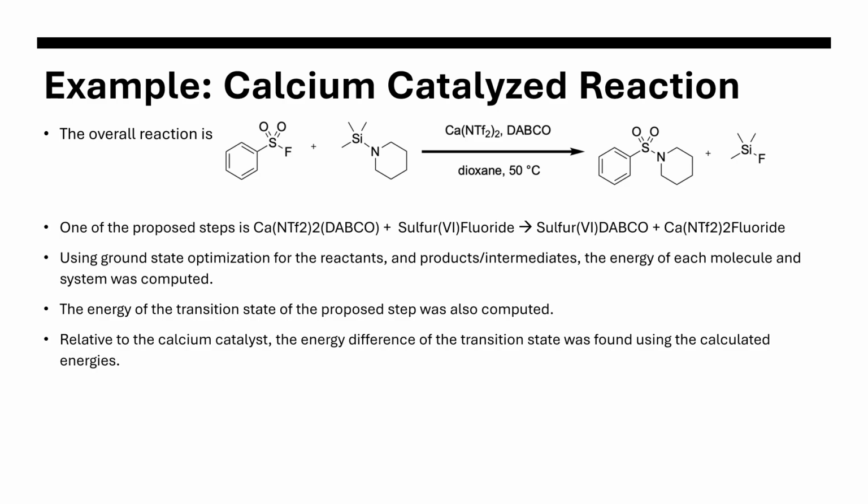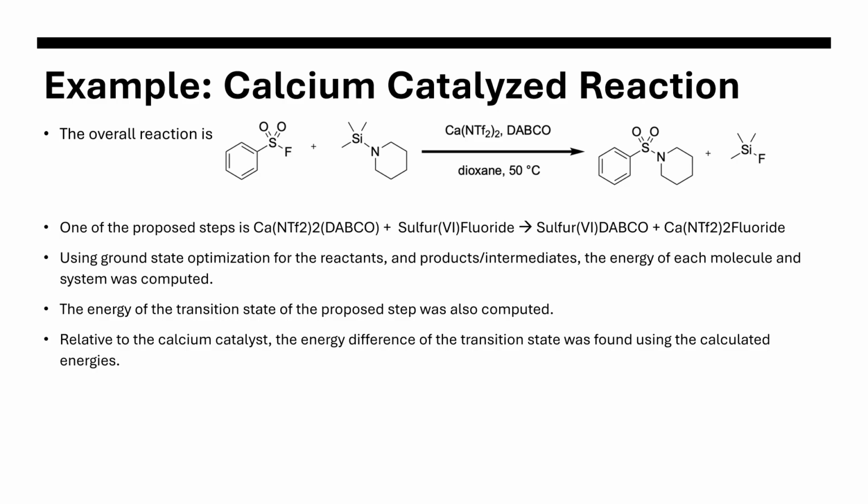This is the calcium complex with DABCO, which is a nitrogen compound, and the sulfur fluoride basically exchange. So then the sulfur gains the nitrogen compound called DABCO, and then the calcium complex coordinates with the fluorine. So using ground state optimization for the reactants and the products which are in the above reaction/intermediates, the energy of each molecule was computed, and then the energy of the transition state of this step right here, the proposed step, was also computed.